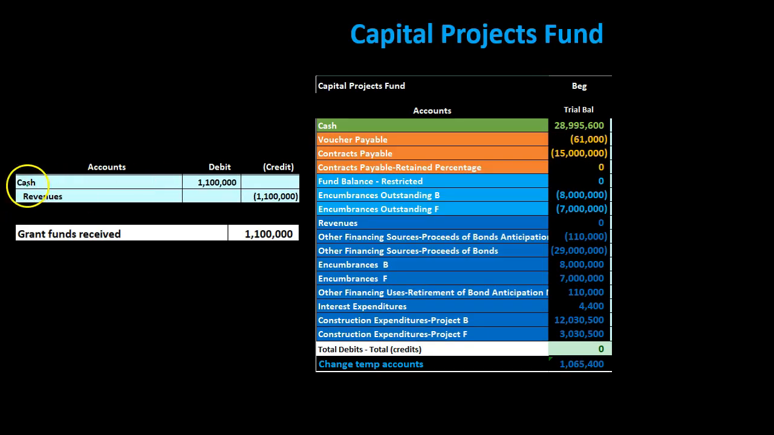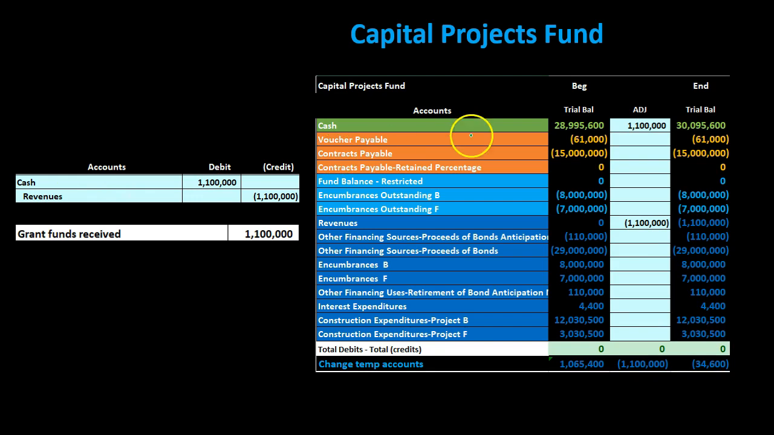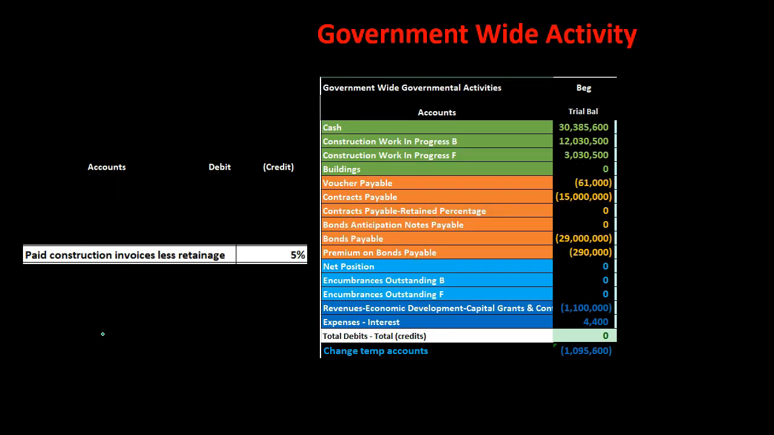So we're going to say cash is going to go up. The other side's going to be the revenue. We're just naming the revenue, slightly different name in the capital project. So cash is going to increase. Here's the beginning balance. Here's the debit, increasing to cash. Then we have the revenue. Here's the revenue. It's going up with a credit. Here's going to be the credit balance in the capital project fund.